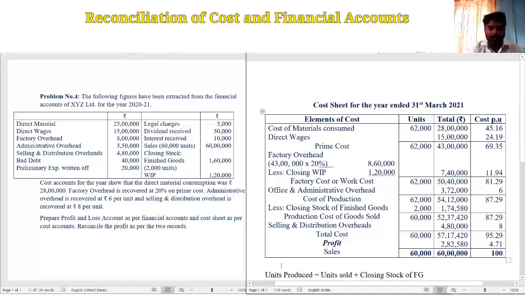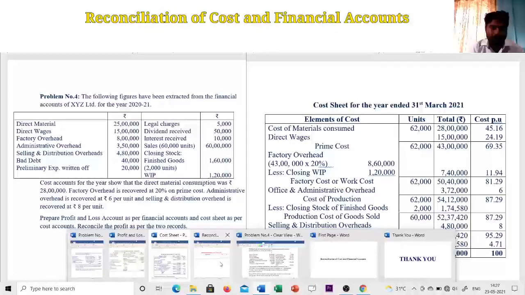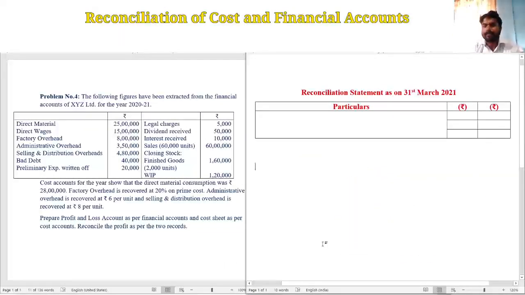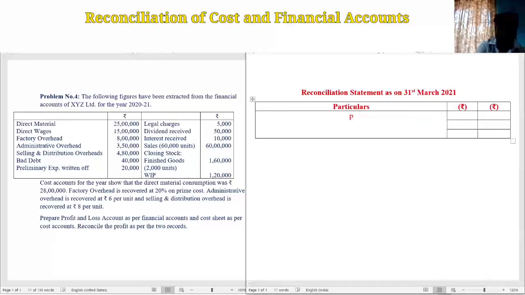Okay, next we have to prepare lastly the reconciliation statement as on 31st March 2021, particulars rupees. You have the option: you can take costing profit as base, or you can take financial profit as base. That is left to you. Whichever is convenient to you, kindly go for that. So I'm taking costing profit as base. Profit as per cost books.